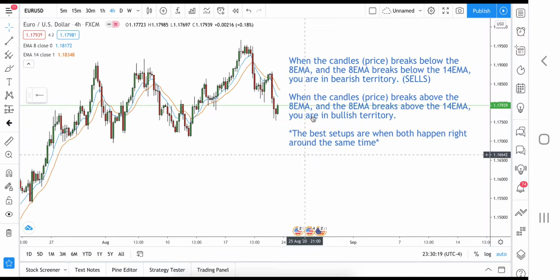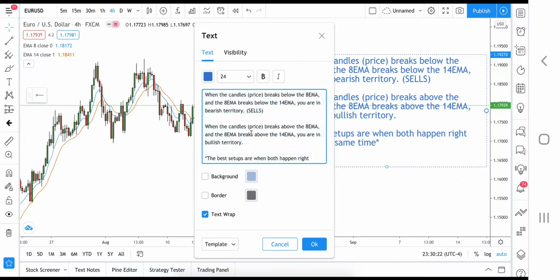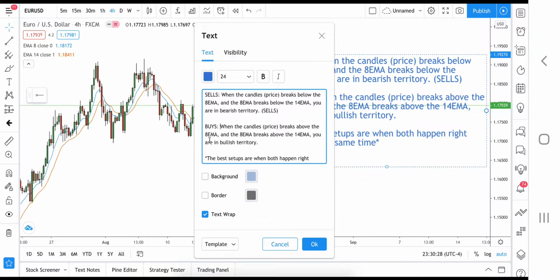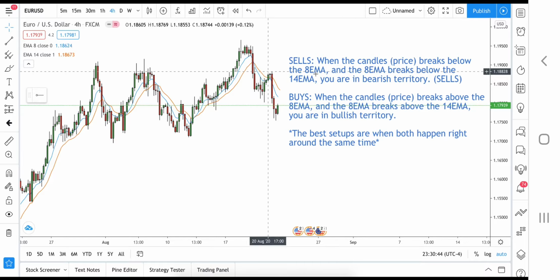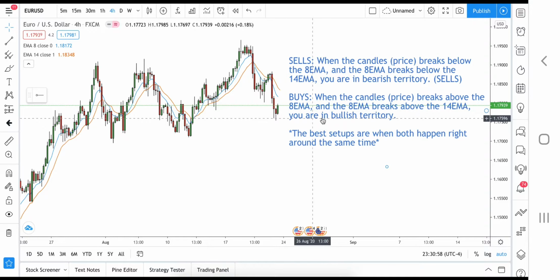So just like I was saying, let's actually just put in here, this would be for sells, not seals, and this would be for buys, right? When we're looking for sells, when the candle, aka price, breaks below the 8 EMA, which is the blue one, and the 8 EMA crosses below the orange, which is the 14, that means we're in bearish territory, looking for those sells. For the buys, right, on the contrary, when the candles break above the 8 EMA, which is the blue, and the 8 EMA breaks above the 14, right, they cross the upside, you're in bullish territory.